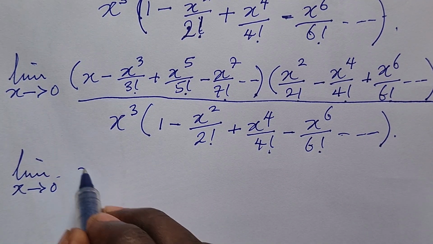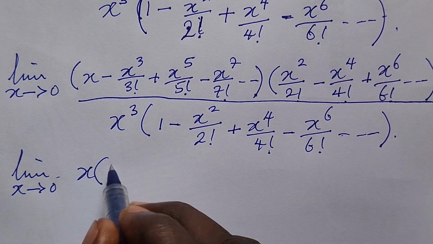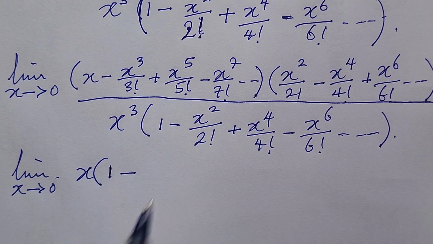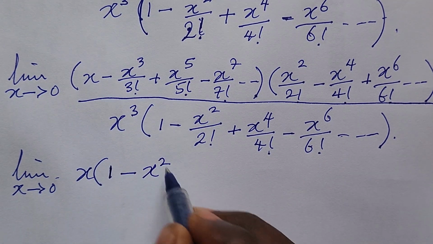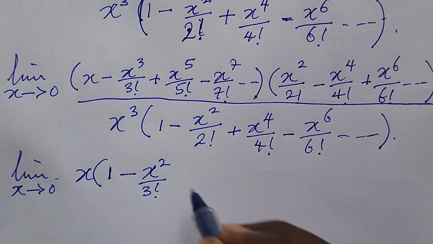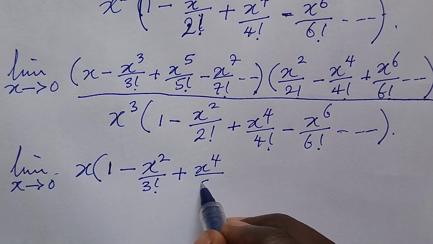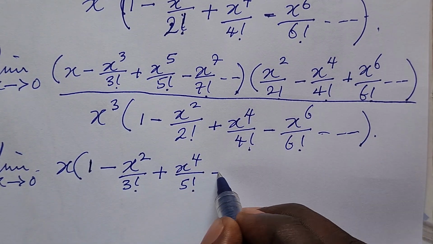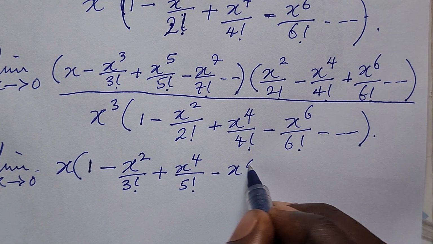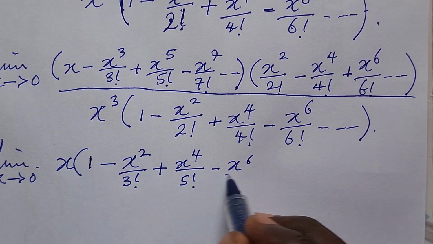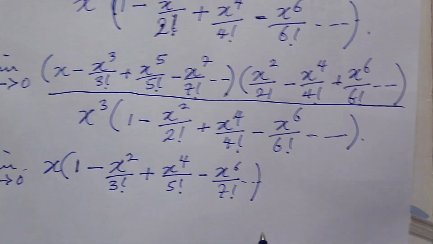So we're going to have x bracket, here we're left with what? 1. So we're going to have here 1 minus, what will be here? It will give us x to the power of 2 all over 3 factorial, plus x to the power of 4 all over 5 factorial, minus x to the power of 6 all over 7 factorial, dash, close bracket.